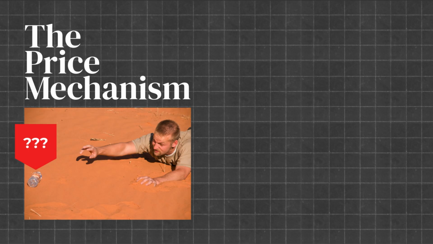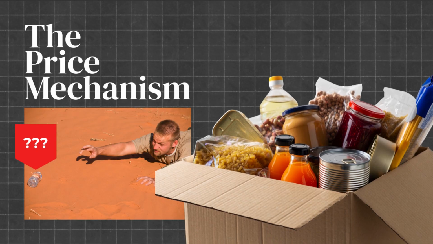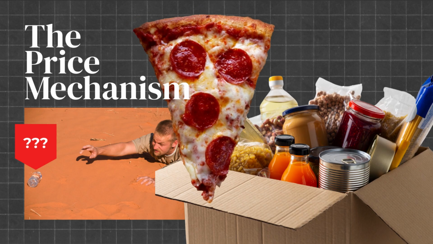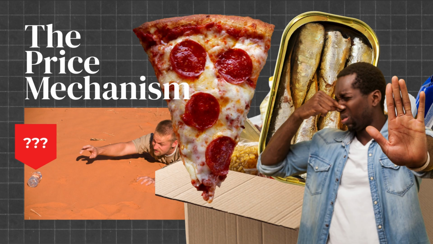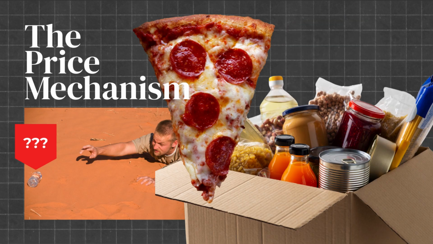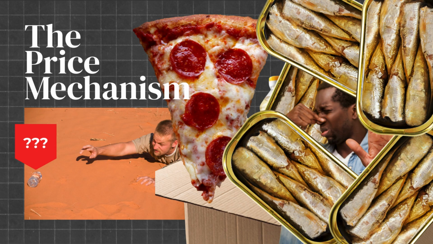Let's say you got free food from the government. So every week they gave you a box of food. In the box, you got some food you like, let's say pizza, and some food you don't like, let's say sardines. You hate sardines, so you just throw it away. I mean, it's free, right? So who cares? But because you don't buy it, the government doesn't know that you don't like sardines. So every week, they just keep giving you more and more sardines. Think about how wasteful that would be.